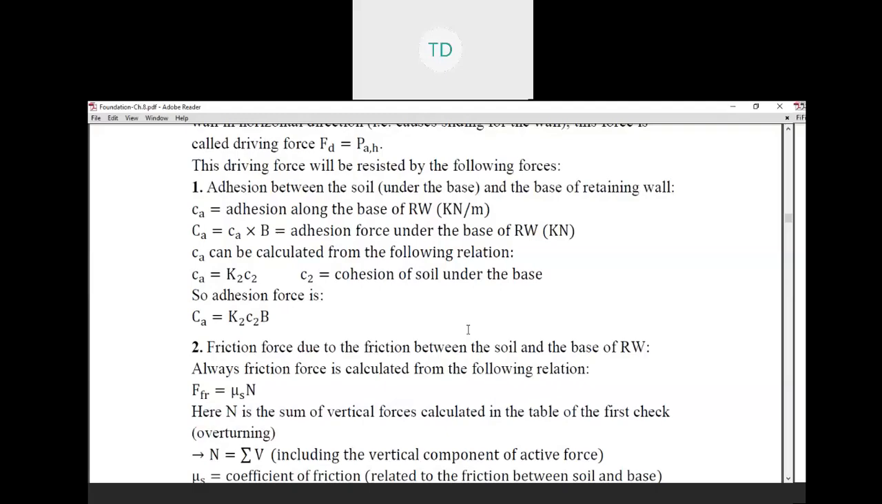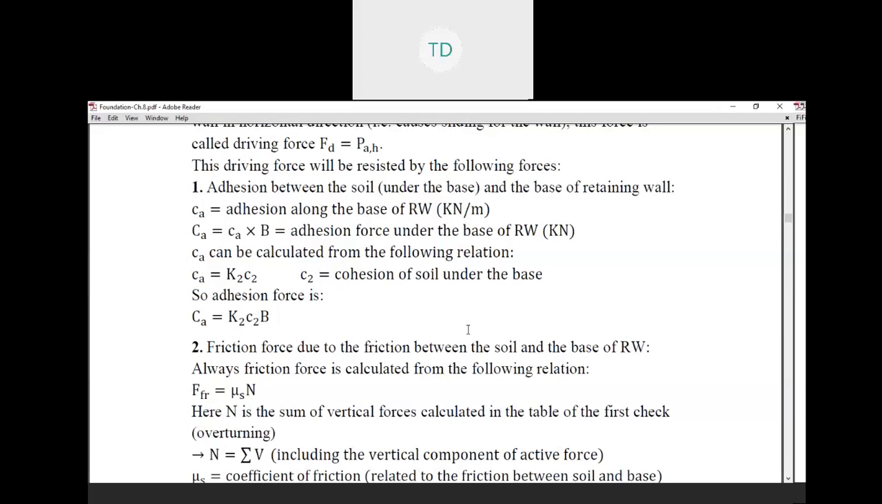The second is friction force, due to the friction between the soil and the base of retaining wall. Friction force is always calculated from the following relationship: Fr is equal to mu s into N. We neglect the other terms because we will discuss them later during the examples.